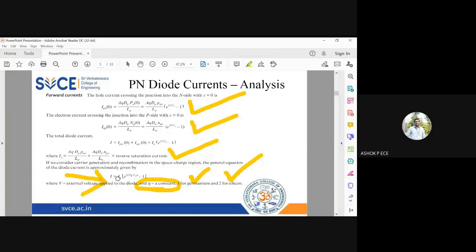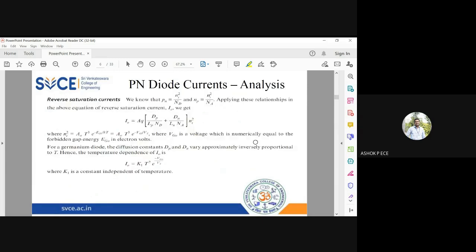And in the expression, I naught is the reverse saturation current, V is the applied bias voltage, eta is the device parameter, and Vt is the thermal voltage. You know the expression for Vt: Vt equal to kT by q. This we have seen already. So at room temperature, you find the thermal voltage and substitute it here. And for the eta value, if they give germanium, put eta equal to 1. If they give silicon, you put eta equal to 2. This substitution you make.